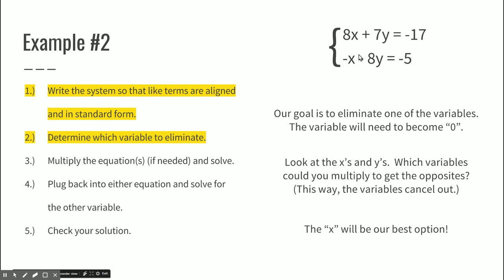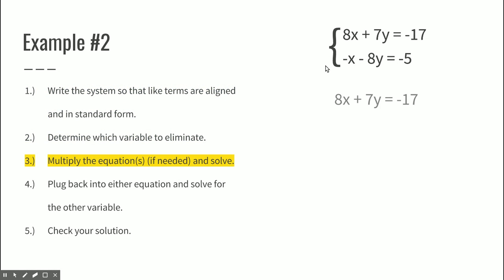And it looks like x is going to be our best option because 7 and 8 aren't really as easy numbers as 1 and 8. Because if I do 1 and 8, I only have to change the bottom one. Now, if I did the y's, I'd have to multiply this by 8 and this by 7. But if I choose the x's, then I only have to multiply the bottom by 8 to get the opposite. So let's see what that actually looks like.